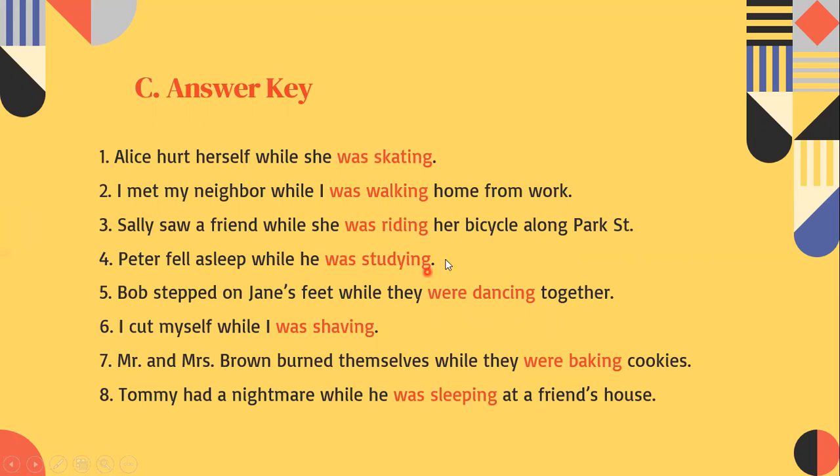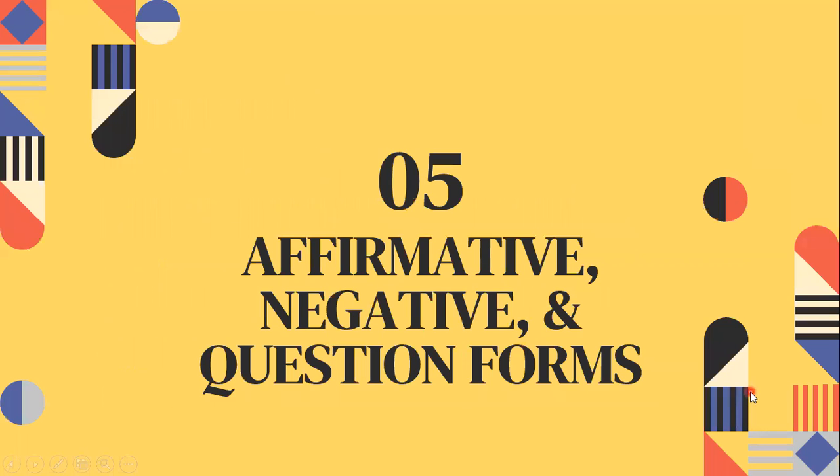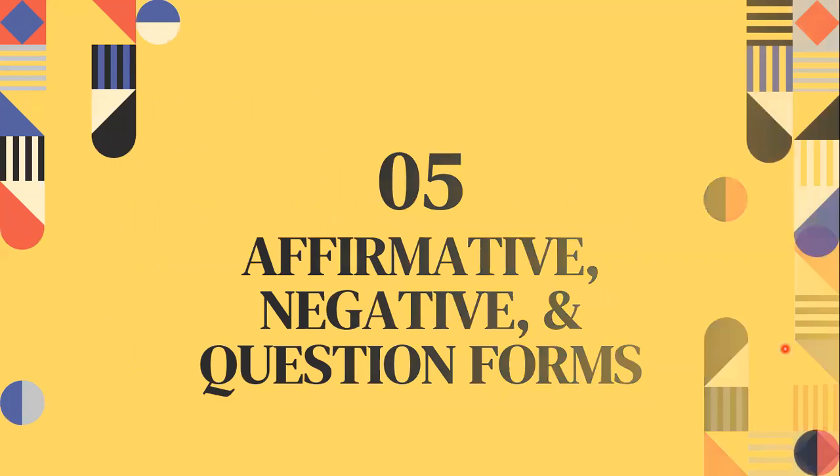That's how I formulate verbs in the past progressive tense to express an action that was going on in the past. Now, last but not least, the last part of our lecture is how to change the affirmative sentences into negative and question forms.